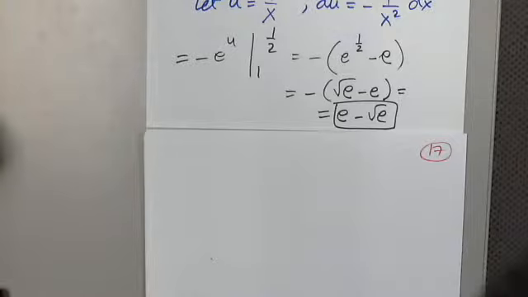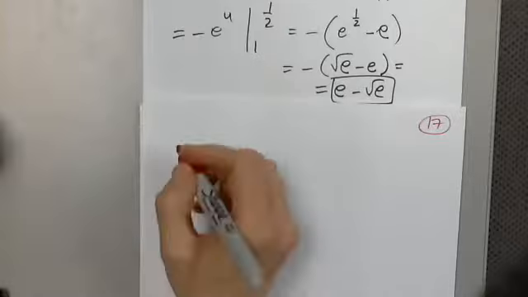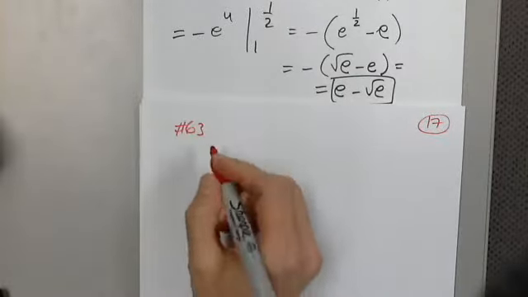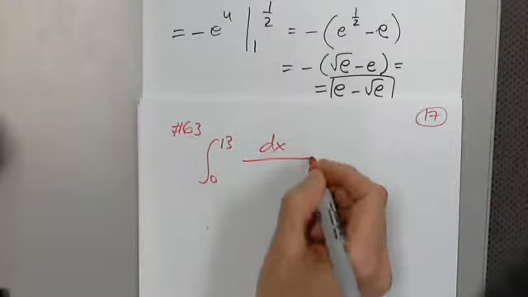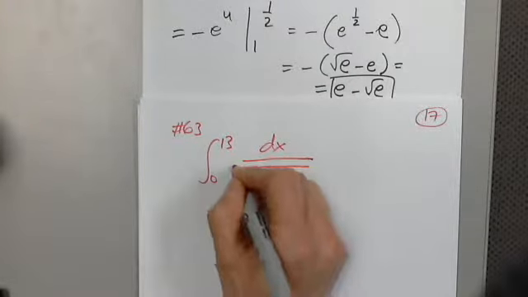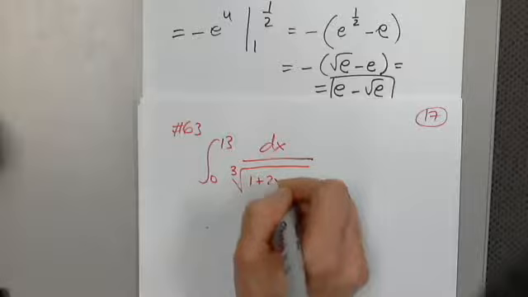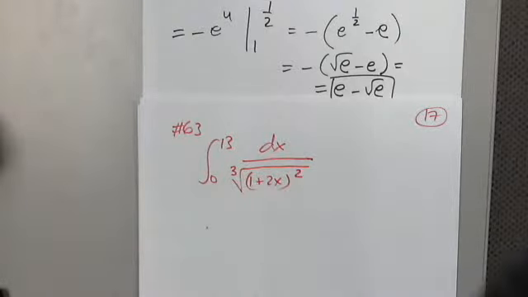Ready for other examples? Okay, so let's look at 63. We have the integral from 0 to 13 of dx over the cube root of 1 plus 2x, everything squared under the cube root.